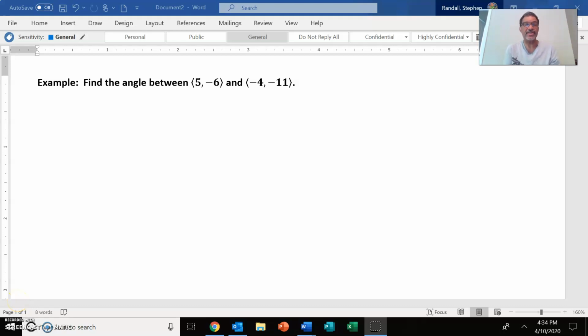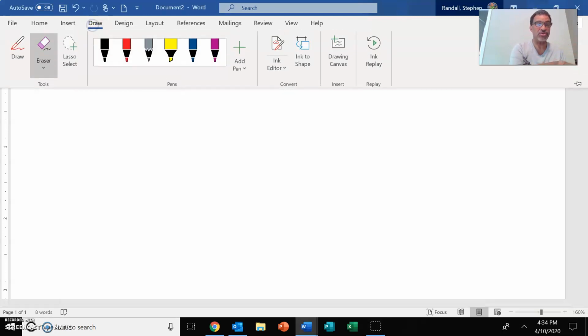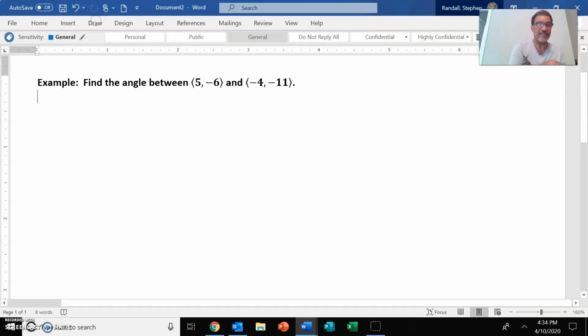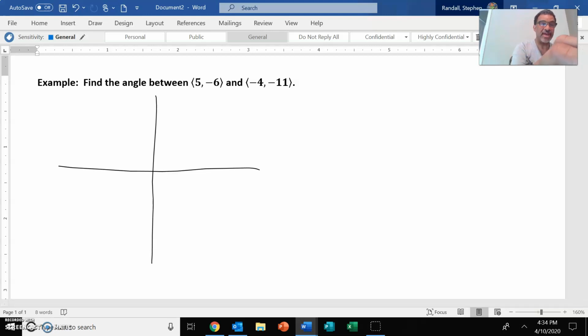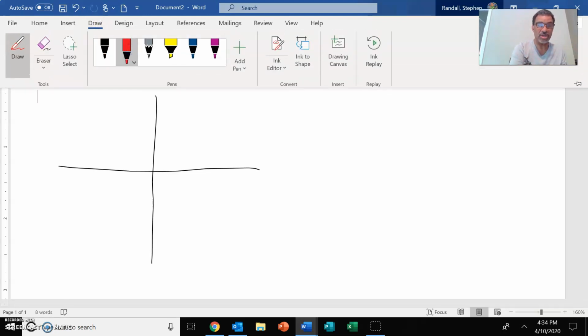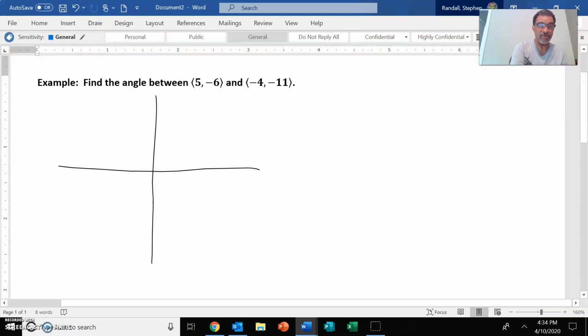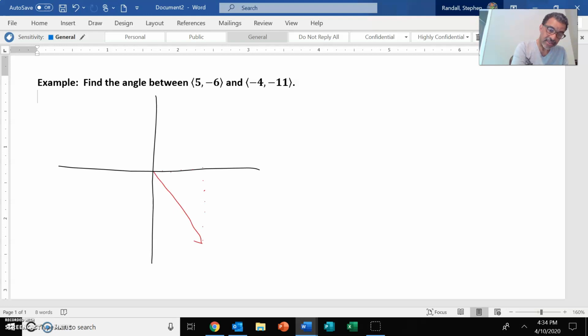Okay, we need to find the angle between two vectors. Let me draw it so you can see exactly what we're talking about. If we draw our vectors, the vector that goes over 5 and down 6 would go over 5, 1, 2, 3, 4, 5, and down 6, 2, 3, 4, 5, 6. So it would look like that, and that would be the vector 5, negative 6.